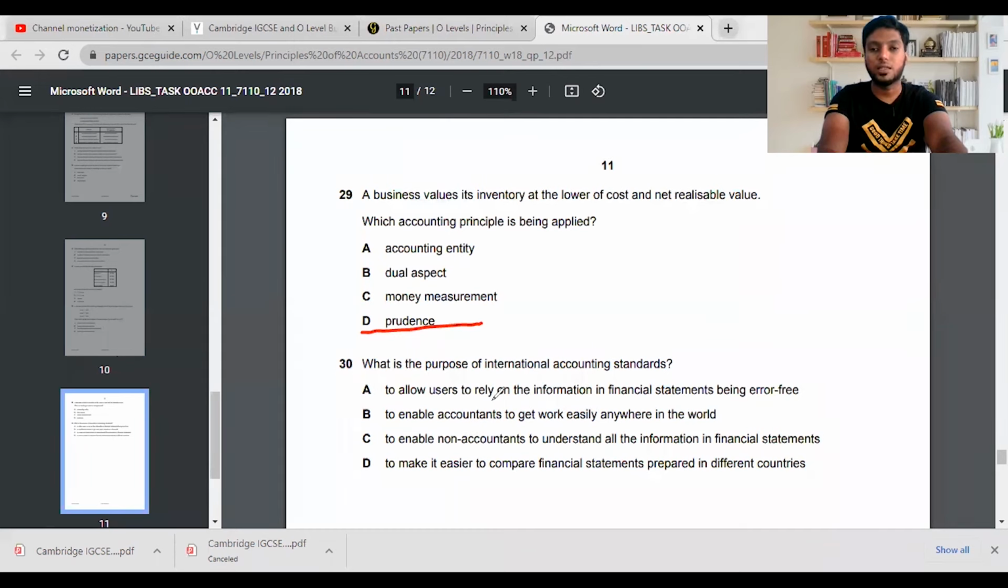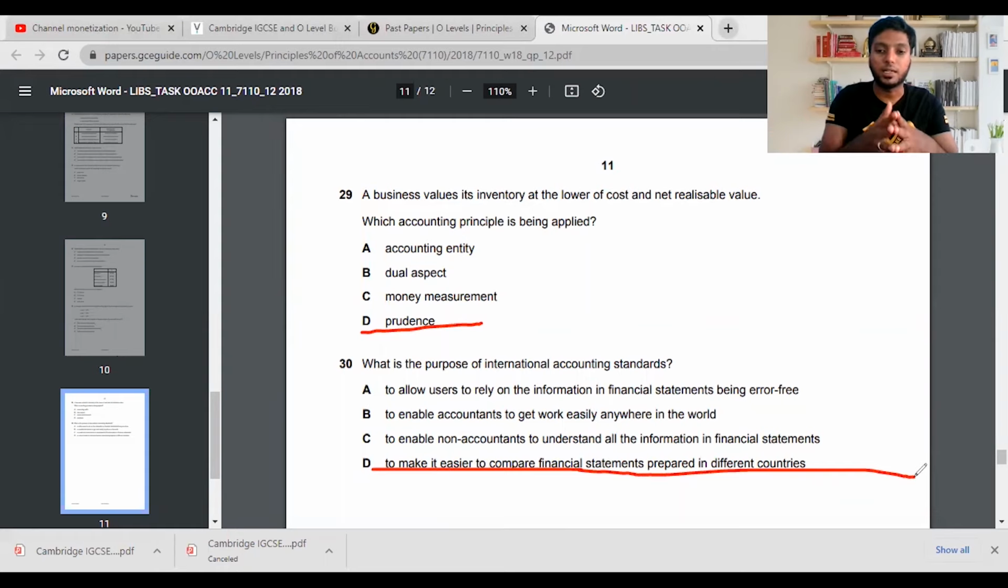The basic concept of international accounting standards is not to rely on it being error-free, because it cannot be error-free. There can be some mistakes, and not all the people in the world can understand them. The international accounting standards are applicable anywhere in the world, but that's not their main scope, to make all accountants understand. Non-accountants may also be able to understand somewhat, but the main part is to compare financial statements prepared in different countries. That's the reason international accounting standards are applied in almost all the countries, to make it easier to compare financial statements prepared in different countries.